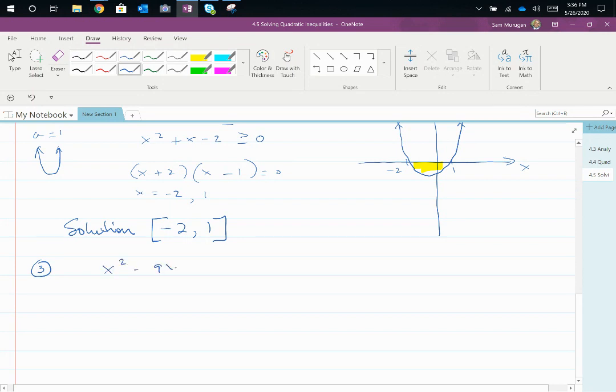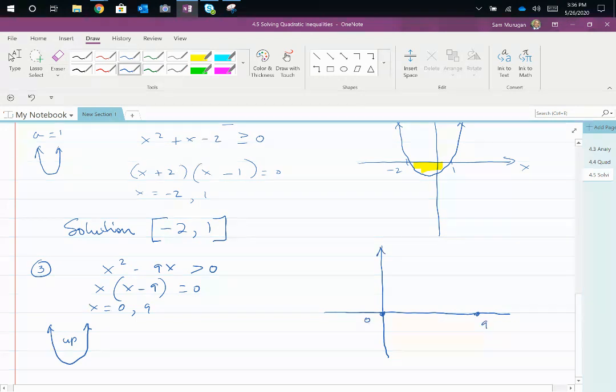X squared minus 9x is greater than 0. So factor out x, we have x times x minus 9 is equal to 0. So the x-intercepts are at 0 and +9. Okay, so we would write those intercepts in at 0 and 9. We know the graph is turned up because the coefficient of x squared is positive. Sketch a quick graph here.